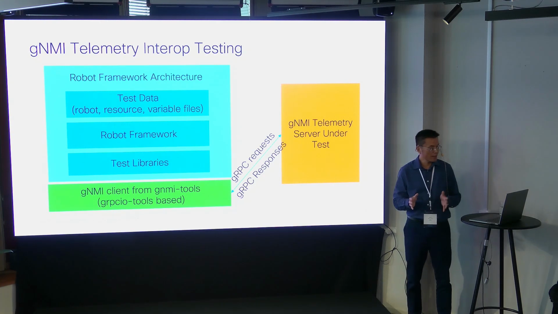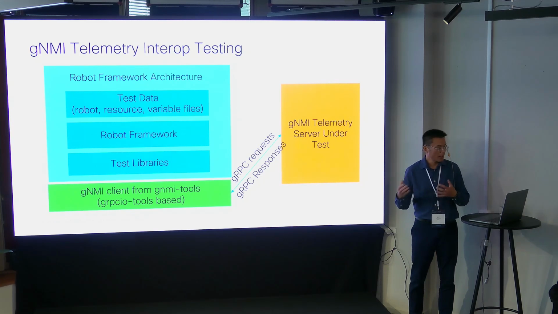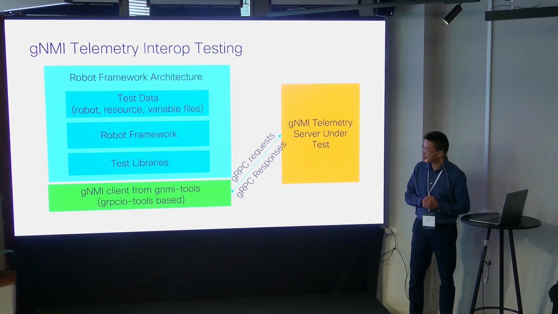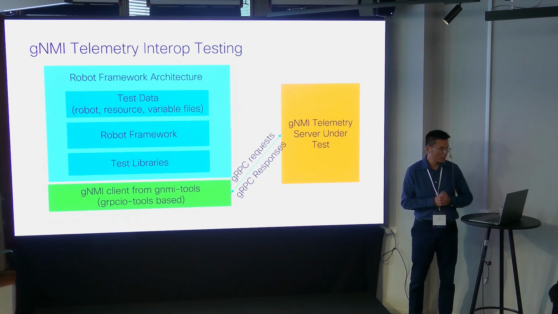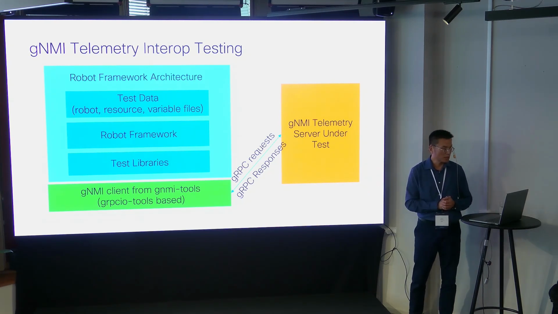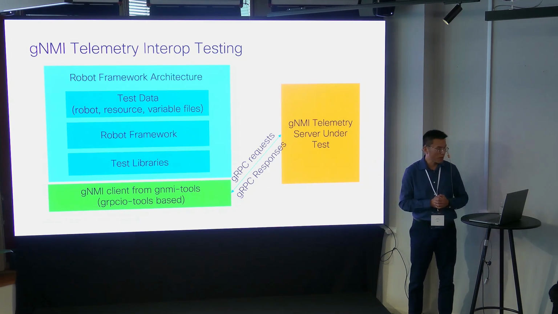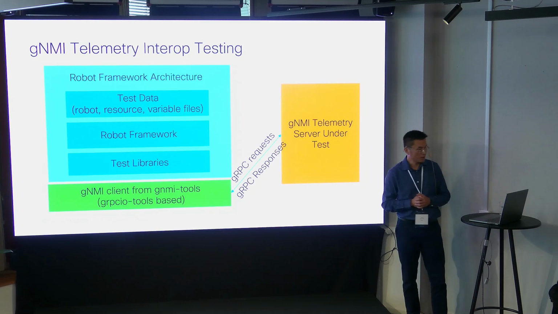The robot files contain definitions of the test cases using keywords. And the test cases invoke the test libraries that are written in Python, which then interacts with our gNMI client tool called gNMI-tools, which is built on top of the gRPC IO tools library. During the test run, the automated test will issue gRPC requests to the gNMI telemetry test server, and it will then analyze and inspect the gRPC responses for validating the test cases.